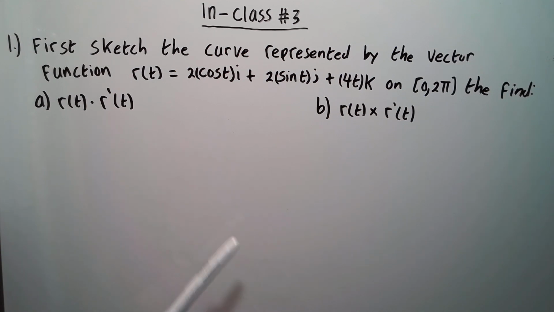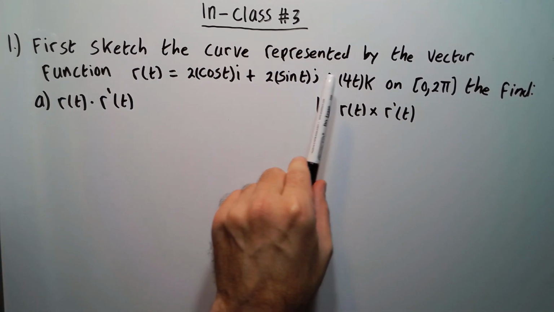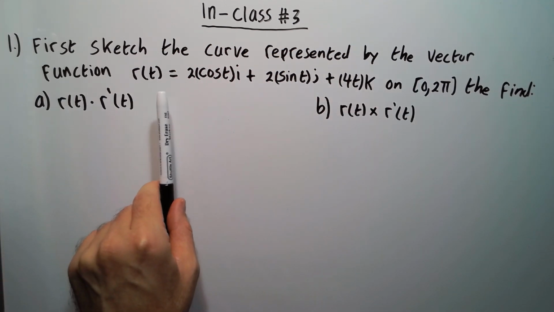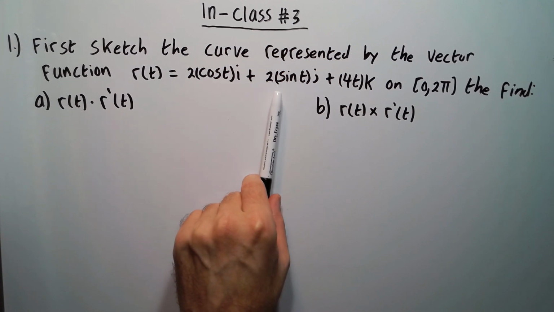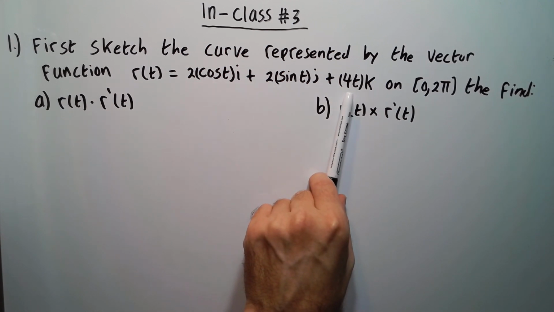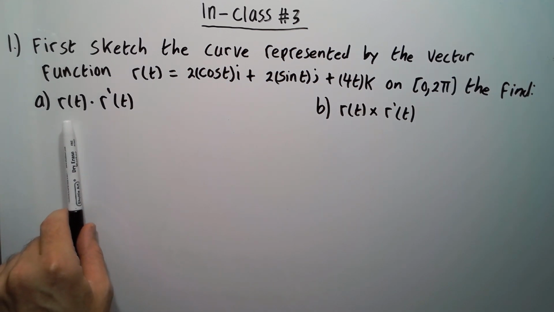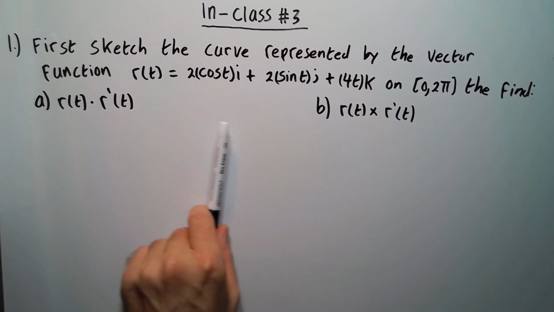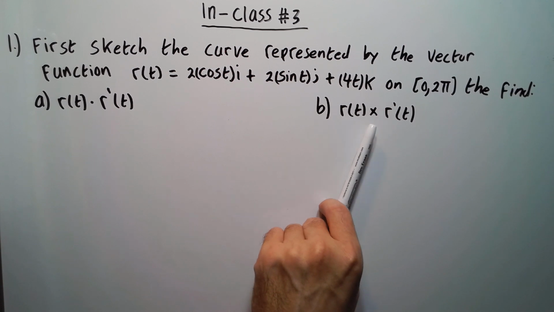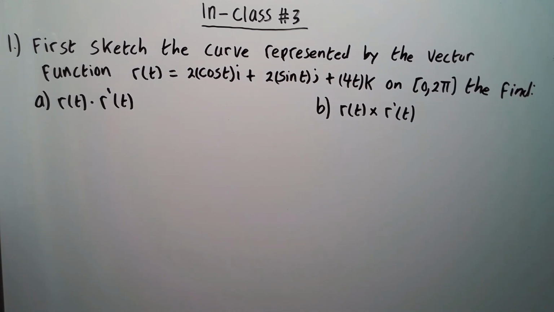Okay, so let's do in-class number 3, question 1. It says, first sketch the curve represented by the vector function r of t equal to 2 cosine t i plus 2 sine t j plus 4t k on 0 to pi. Then find (a) r of t dotted with r prime of t and (b) r of t cross r prime of t. Okay, so let's make a little table so we can graph our vector valued function.